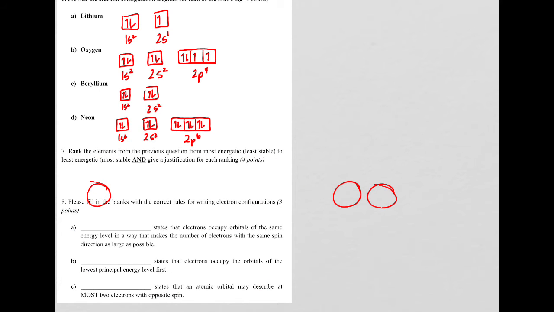All right. Number 7 wanted you to rank these 4: lithium, oxygen, beryllium, and neon. We needed to rank these 4 elements from the most energetic, or the least stable, to the least energetic, aka the most stable. And I forgot a parenthesis. Oh, dang it. I thought I made no mistakes and I forgot a parenthesis there. Anyway, okay. And you need to give a justification for each ranking.